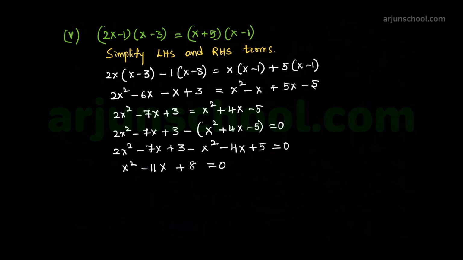Therefore, the final equation is x square minus 11x plus 8 is equal to 0. The highest power of variable x is 2. Therefore, it is a quadratic equation.